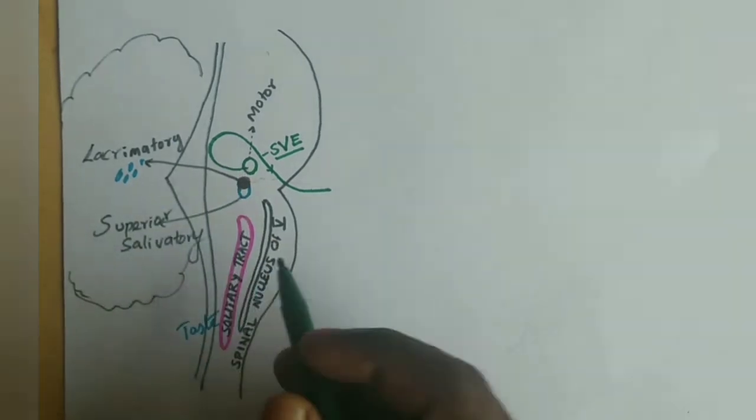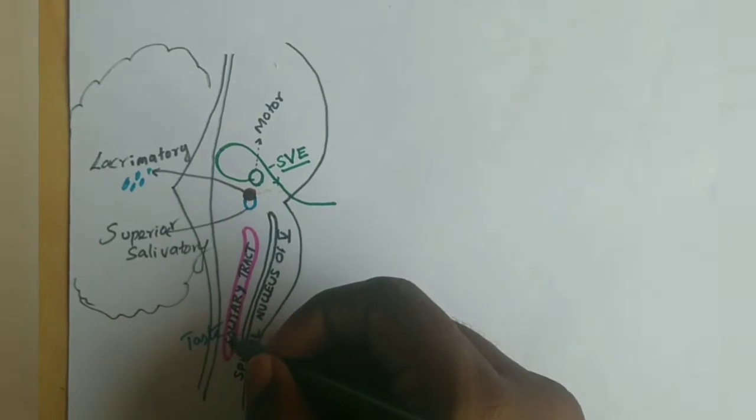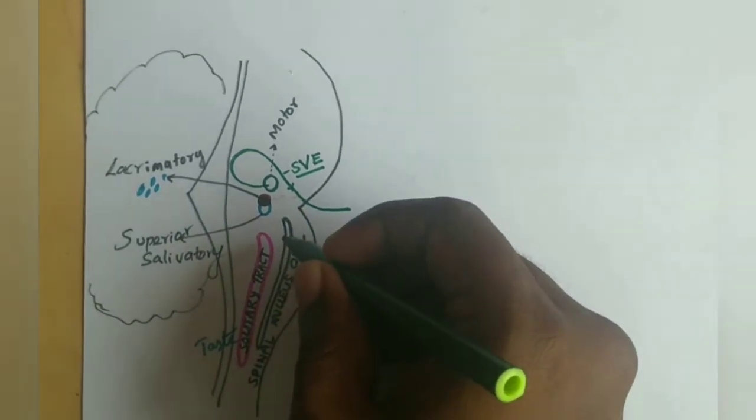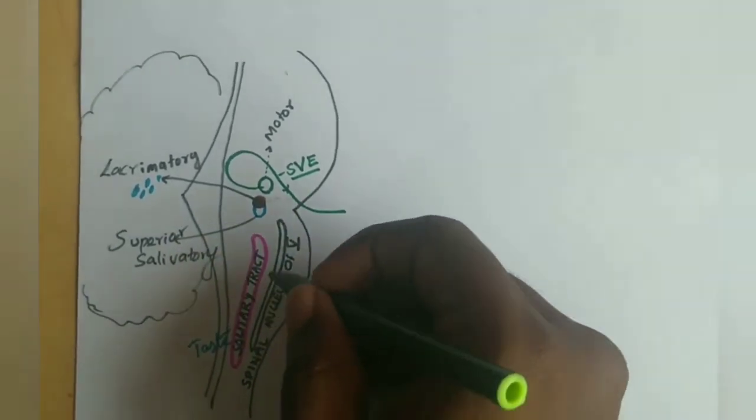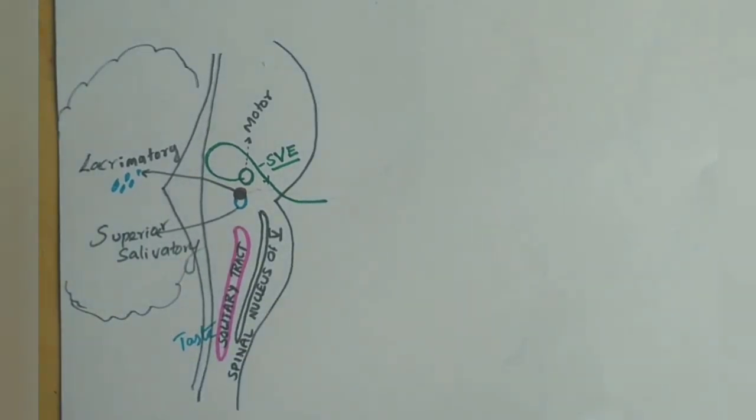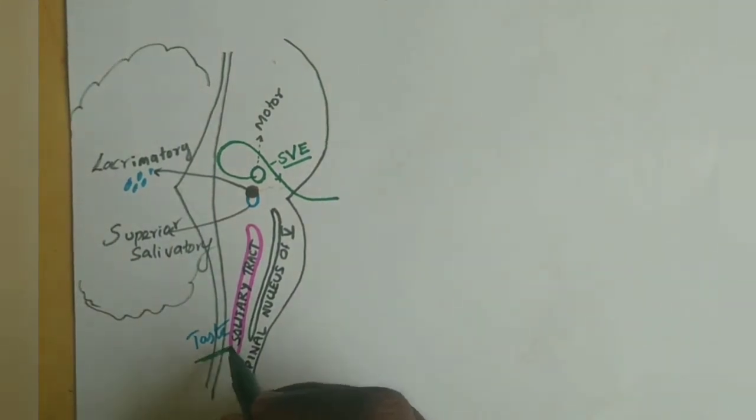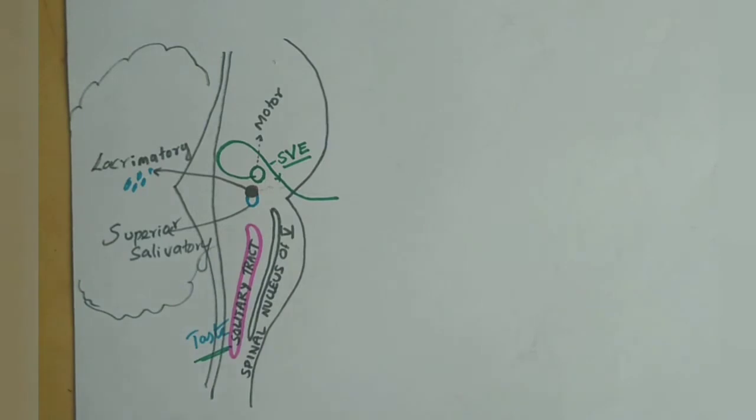The second component is the tractus solitarius, or you can call it the solitary tract nucleus. This solitary tract nucleus is going to carry the taste sensation, so it is concerned with special sensation.